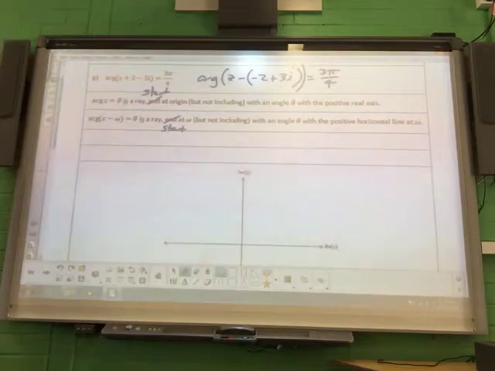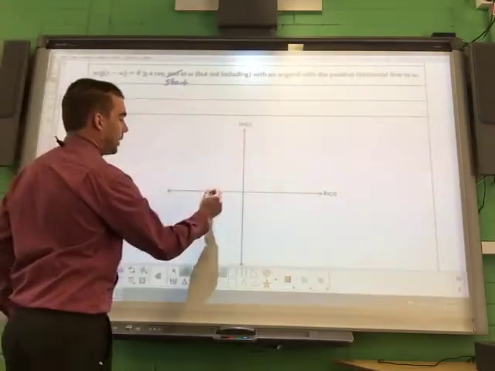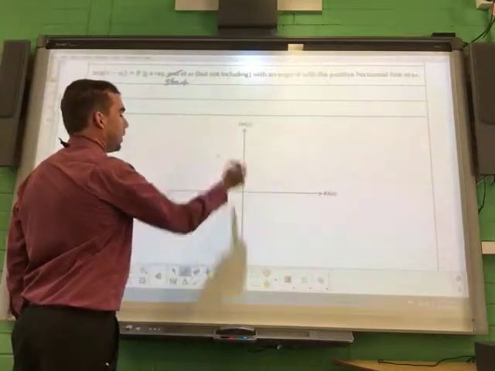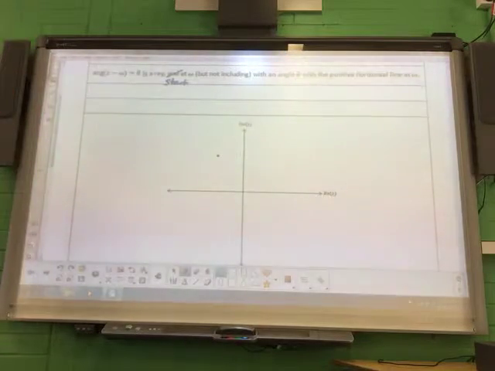Alright, centre at negative 2 plus 3i. So, negative 2 plus 3i. There's your omega. And the positive horizontal line at omega is where you start your argument. Okay, so that's the point there.